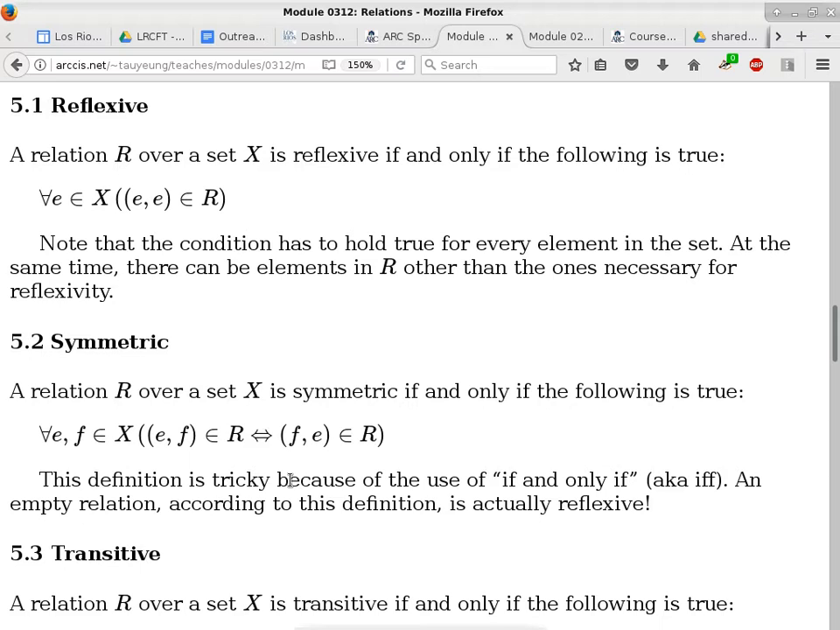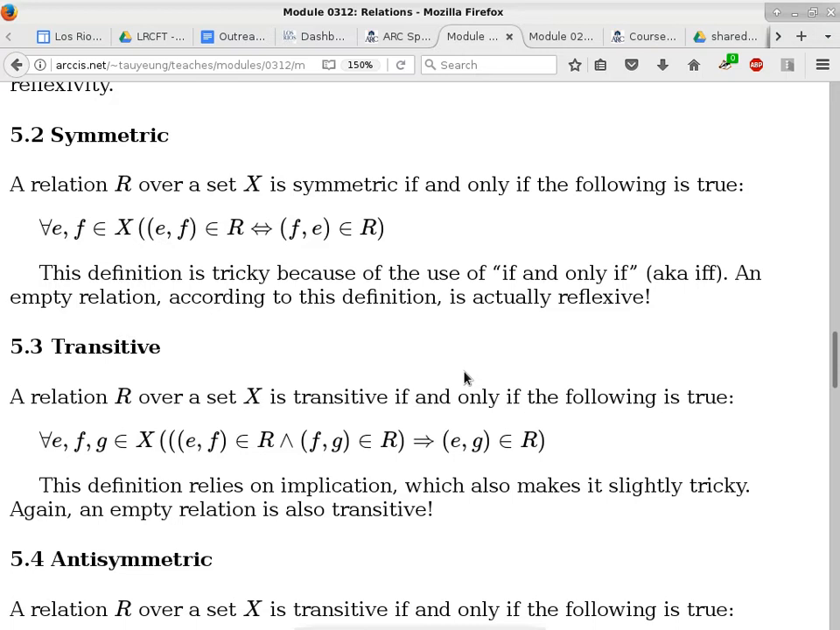Okay. So we're going to move on to a symmetric relation. Now, by the way, a relation can be symmetric and reflexive at the same time, but we're going to focus on being symmetric. Being symmetric means if you choose any two elements from X, EF is in R if and only if FE is also in R. That defines symmetry.